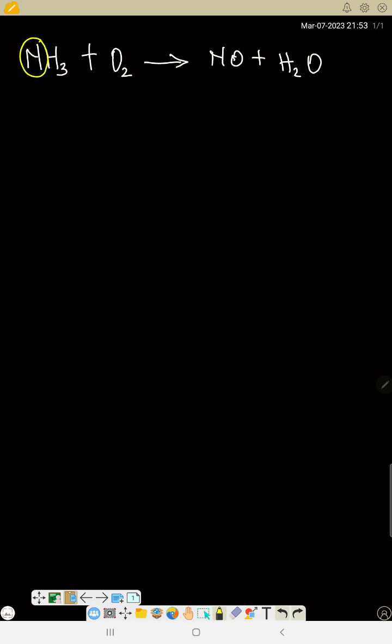How many nitrogen do you have here? 1. How many nitrogen do you have here? 1, so it is balanced. Now I have hydrogen and oxygen left, but I'll balance hydrogen before oxygen. How many hydrogen do you have here? 3. How many hydrogen do you have here? 2. But the hydrogen must be 3.